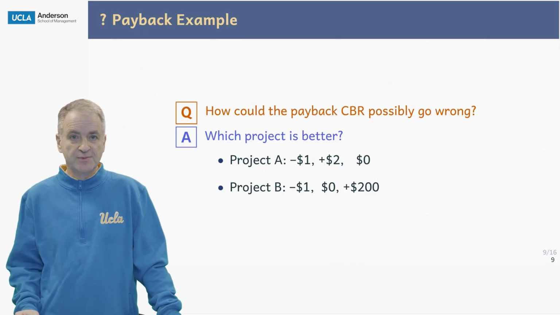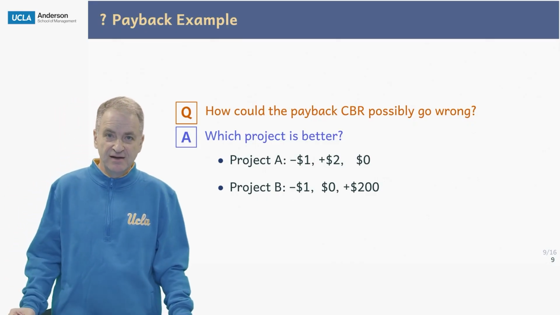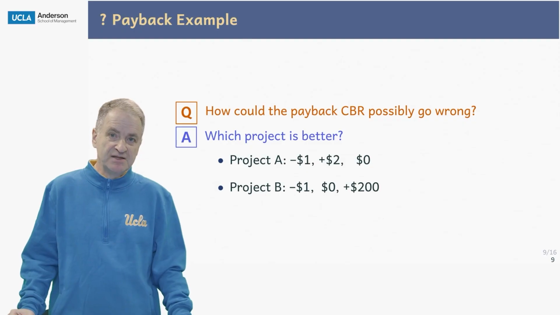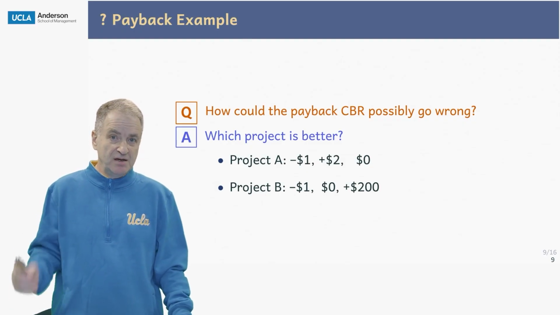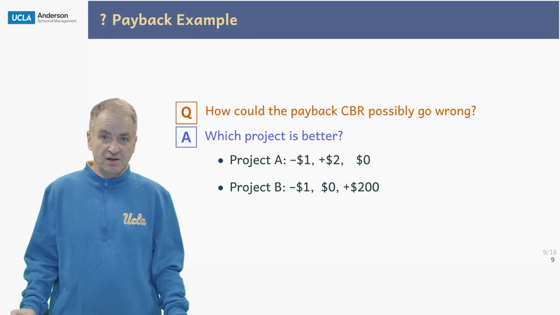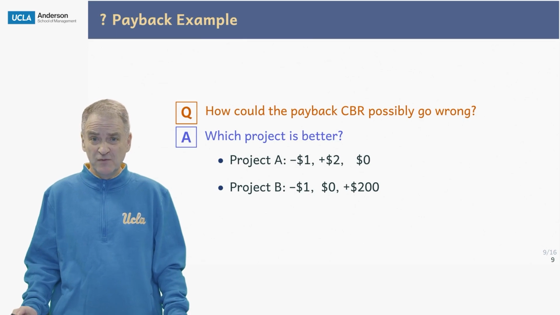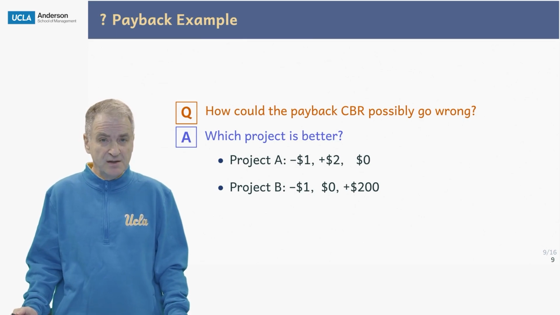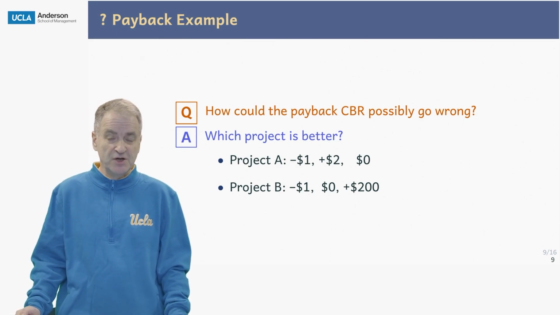Okay. Make up two projects. Project A pays back the money in the second year. Project B pays back the money in the third year, but it pays back a lot more money. In fact, that could be $2 million, and the payback rule would still tell you to take project A.